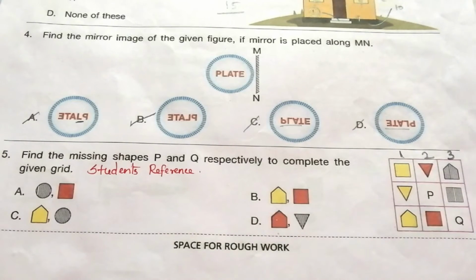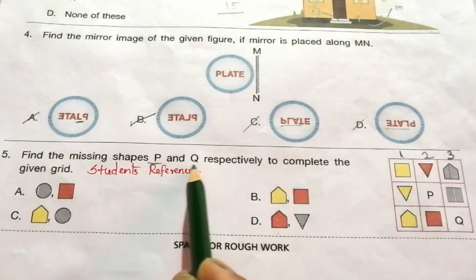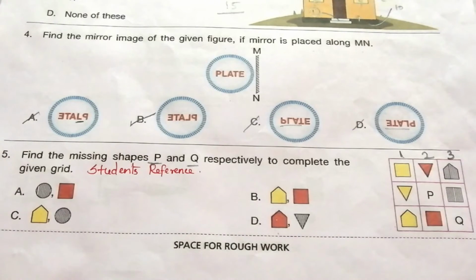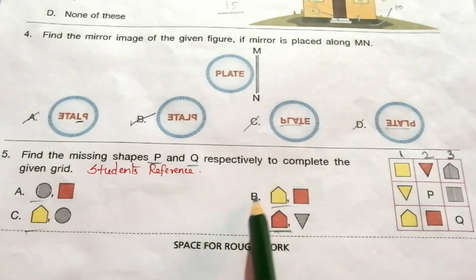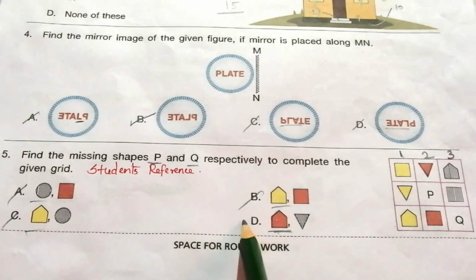So P is a red color shape. Here the first answer is P, second answer is Q. So the first answer is red color. So D has the first answer red color. The other 3 options are wrong. So D is the correct answer.